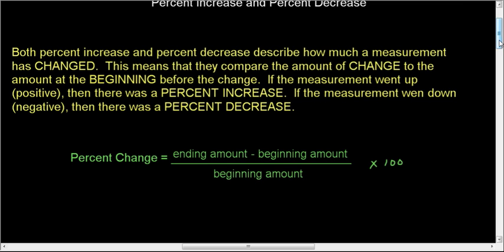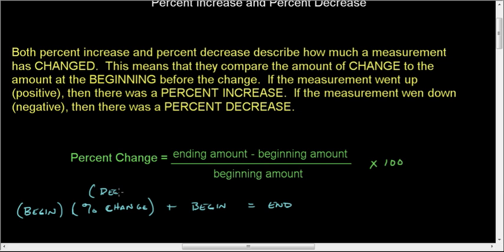I can also change this so that I can figure out an end amount. And that's going to be my beginning times my percent change, and that percent change is going to be positive or negative depending on increase or decrease. And I'm going to add that to my beginning, and that'll give me my ending amount. Okay, the percent change in here has to be a decimal, not the percent itself. It must be a decimal.